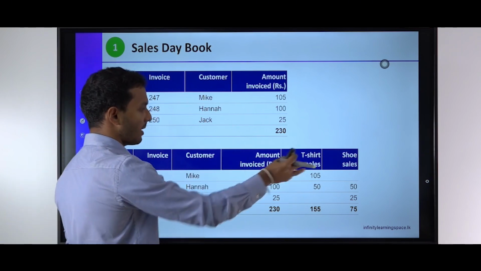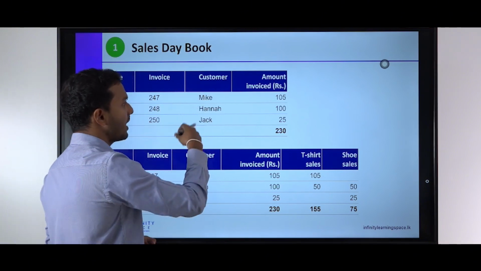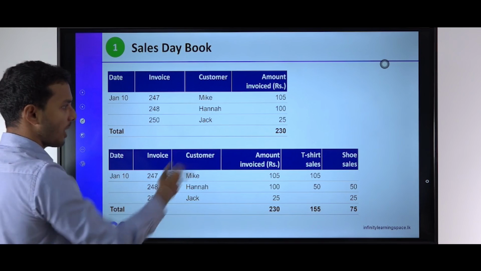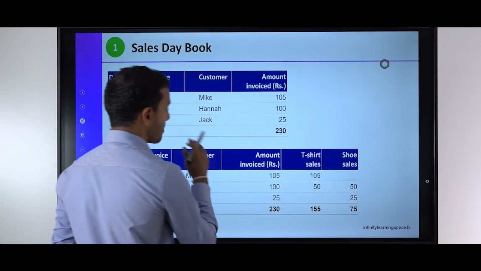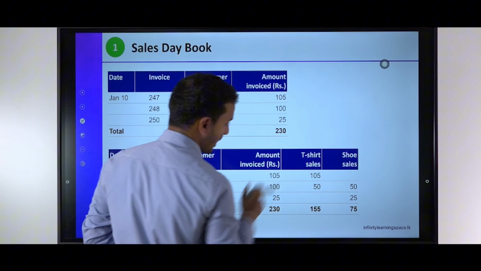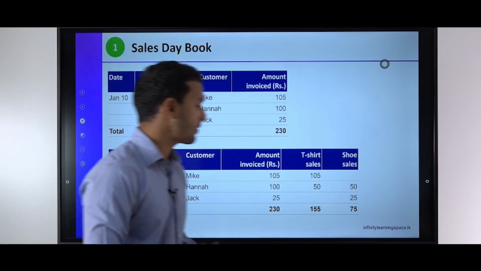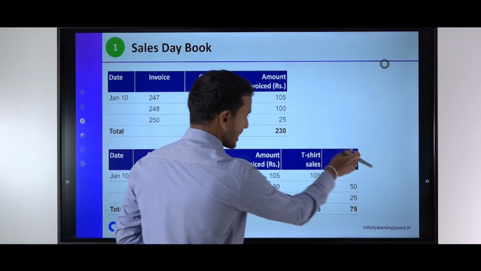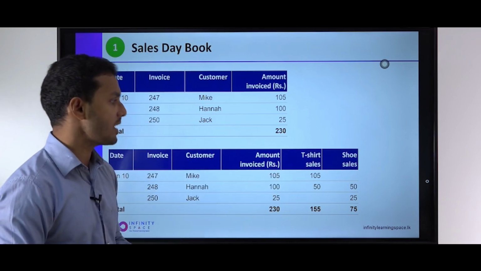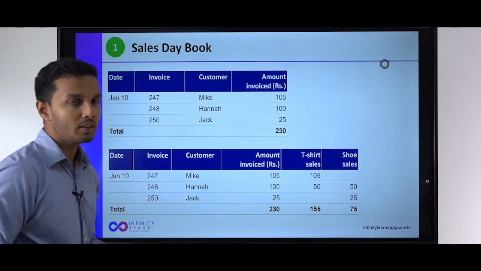Sometimes businesses will also have a slightly more complicated format where different sales will be analyzed, right? So now here you can't see what was sold to Mike or what was sold to Hannah, what was sold to Jack. So in this format we have the same thing, date, invoice, customer, amount, but we have two additional columns that tell what was sold to Mike. Now you can see we have sold t-shirts to Mike. Then to Hannah we have sold 50 rupees worth of t-shirts and 50 rupees worth of shoes. To Jack we have sold 25 rupees worth of shoes, right? So this value is analyzed in these two columns, what was actually sold. Some businesses will want to see what type of goods and services were sold. Same thing, you can see if you add 155 and 75, it comes to 230, right?